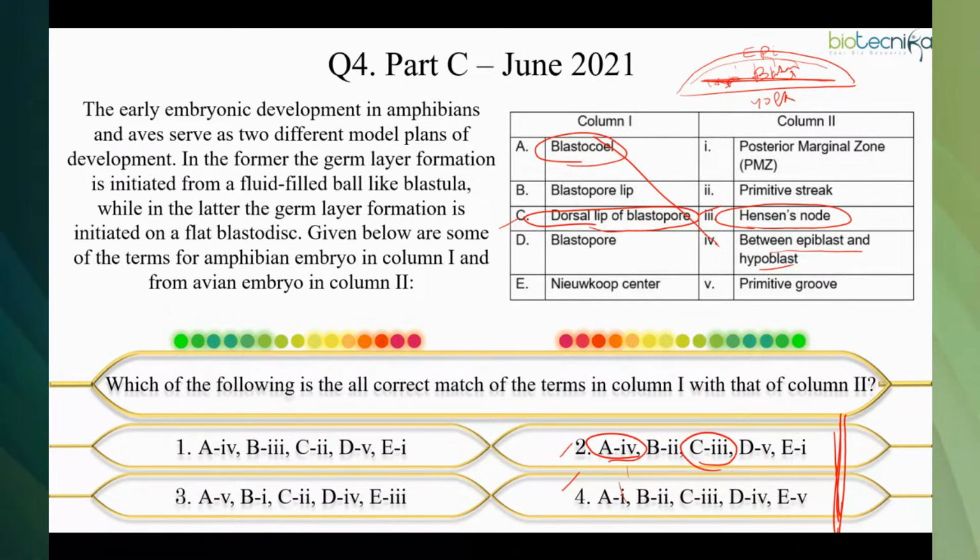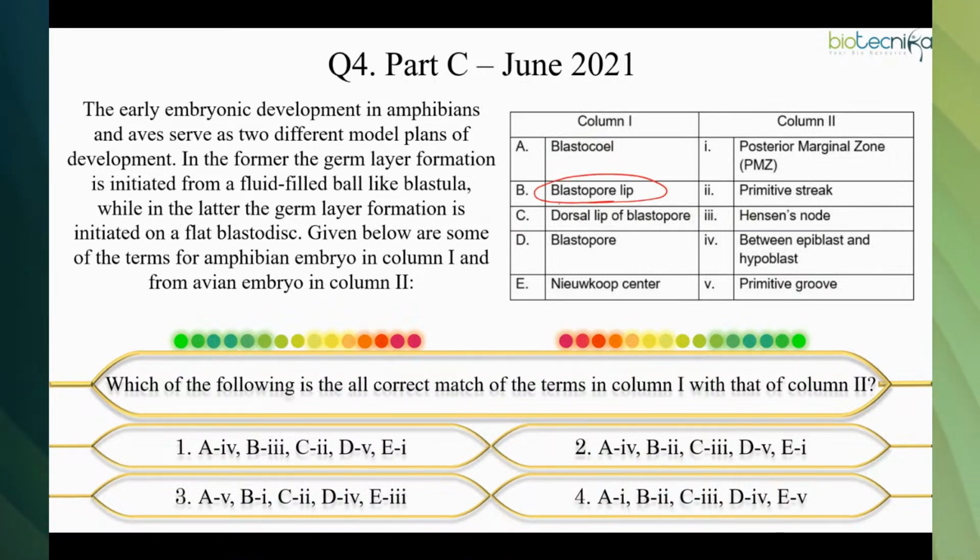Yes, very good, Sarita. That's the right answer. Blastopore lip: in the amphibian embryo, you had the depression through which gastrulation was starting. That is what is compared to the primitive streak, because the primitive streak is also a result of gastrulation. In amphibians, gastrulation starts from the dorsal lip of the blastopore, and because the cells start migrating inside, the lip is created. So B is 2. The blastopore is the actual depression through which the cells go inside, so it is compared with the primitive groove.